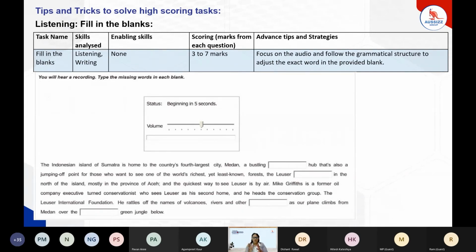All right. The advanced tip over here is to focus on the audio. Just focus. What if you miss that particular word? That can cost you 1 mark, right? So just try to focus on the audio and type out the word once you hear it.